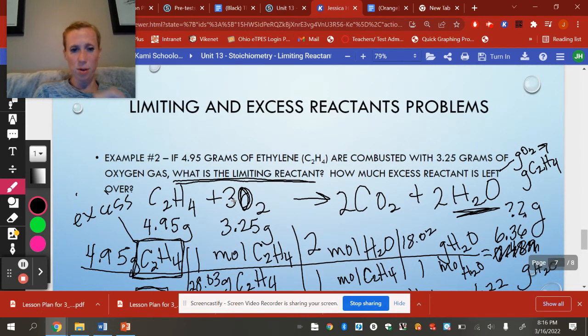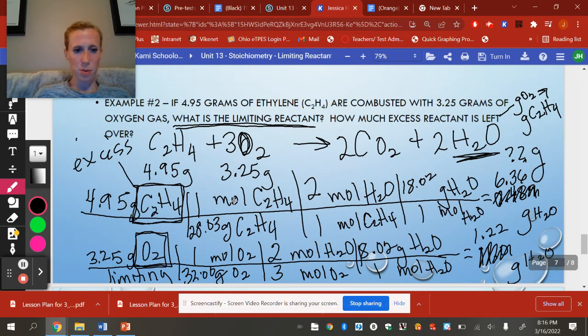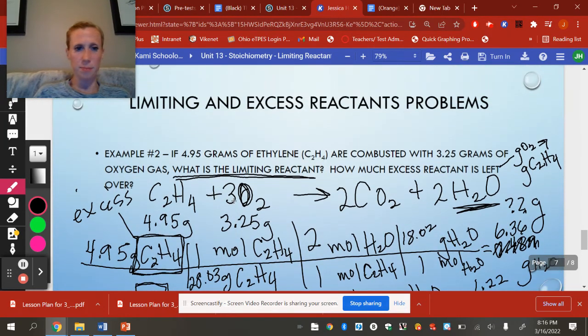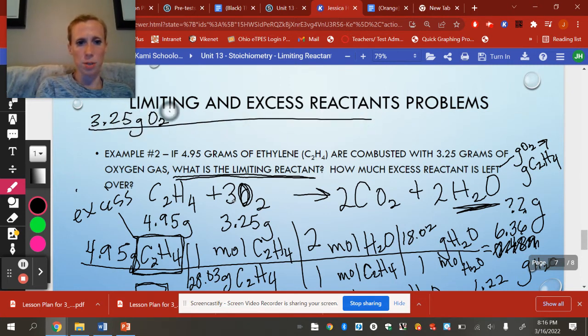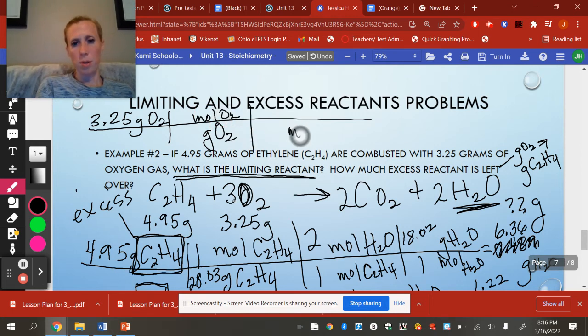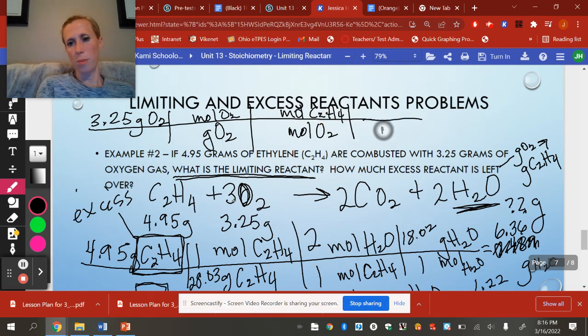So we start with our 3.25 grams of oxygen, and we build it to grams of ethylene. So O2, moles of O2. Then we go from moles of O2 to moles of C2H4. And then we go from moles of C2H4 to grams of C2H4.